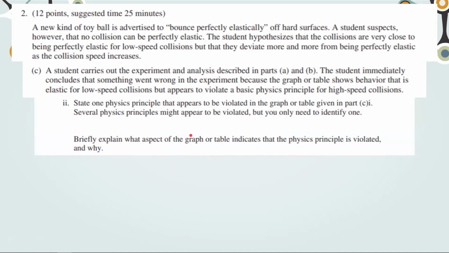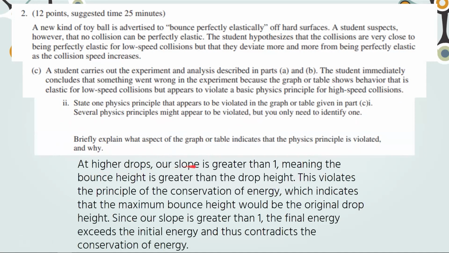As I said earlier, we violated the conservation of energy. At higher drops, our slope is greater than 1, meaning the bounce height is greater than the drop height. This violates the principle of the conservation of energy, which indicates that the maximum bounce height be the original drop height. Since our slope is greater than 1, the final energy exceeds the initial energy and thus contradicts the conservation of energy. So that would be it for part C and the rest of the second question on the 2016 free response.